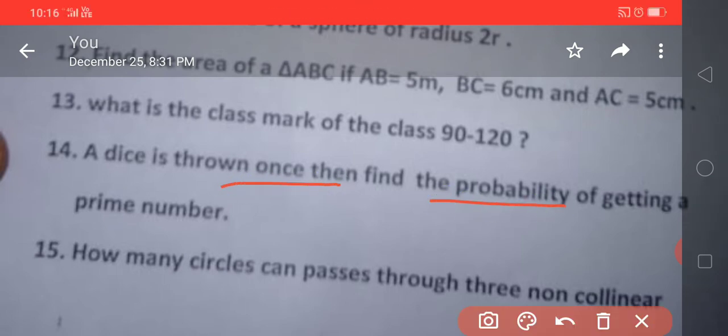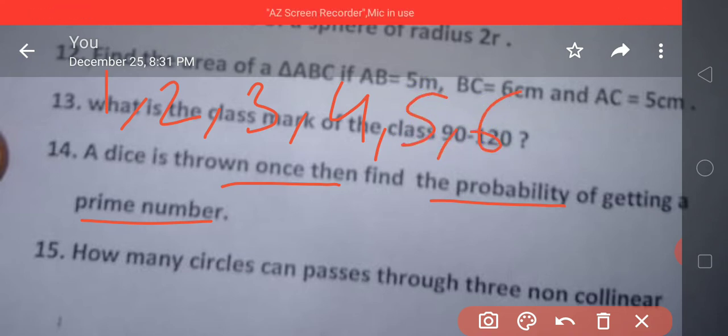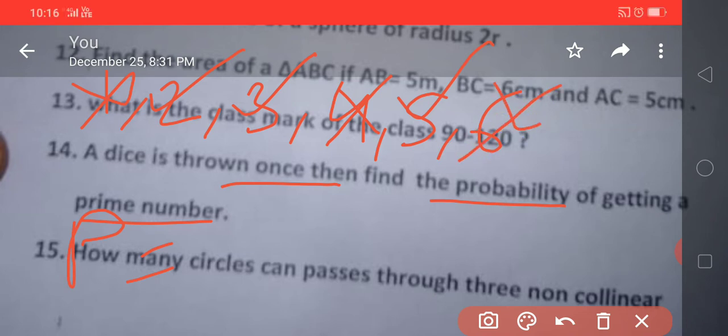Find the probability of getting a prime number. On the die we have 6 cases: 1, 2, 3, 4, 5, 6. How many prime numbers are there? 1 is not a prime number, 2 is prime, 3 is prime, 4 is composite, 5 is prime, 6 is composite. So how many primes do we have? 3 primes, right?